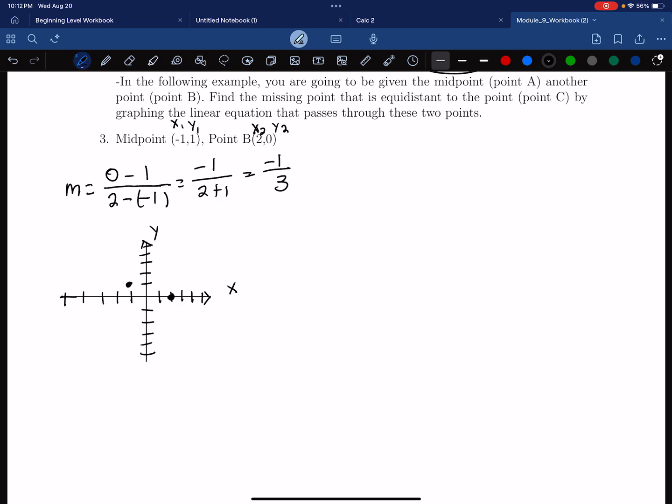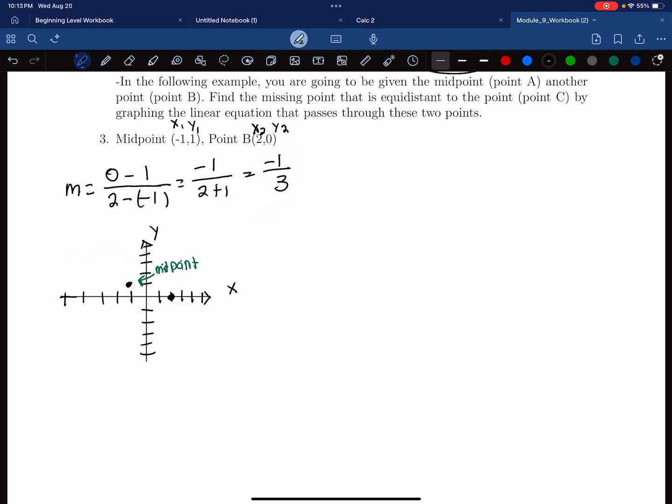So we know that the point negative 1, comma 1, which is right here, is our midpoint. This is our midpoint. So going from our midpoint to the other point, which is going to be somewhere over here, we can use the slope that we found and go from here to this point over here.